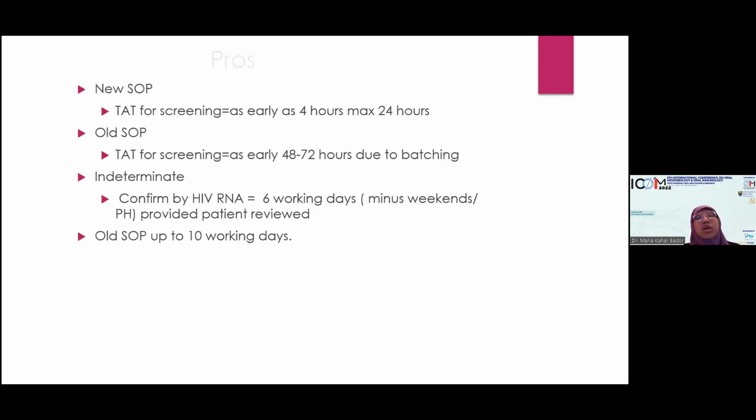Okay, so the new SOP has a TAT for screening as early as 4 hours, and we say maximum 24 hours. So if you send your sample early, we can do it really quickly. The old SOP for screening is about 3 hours due to batching. And if it was indeterminate, we have to confirm, first with the line immunoassay and so on, and in the end we end up with RNA. So it can stretch up to 10 working days, and the cost is a lot on the patient.